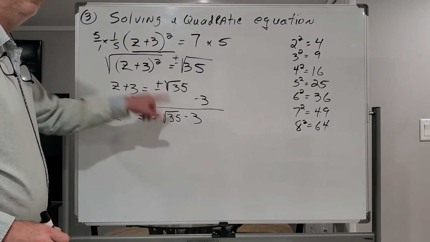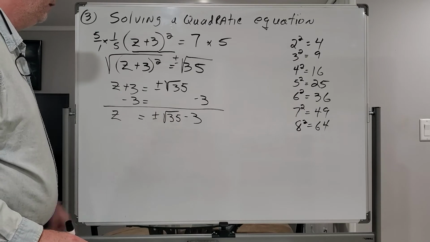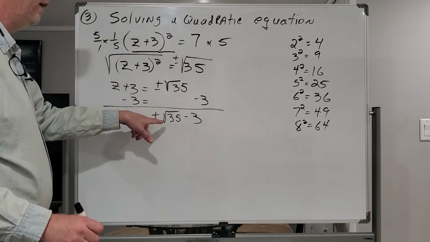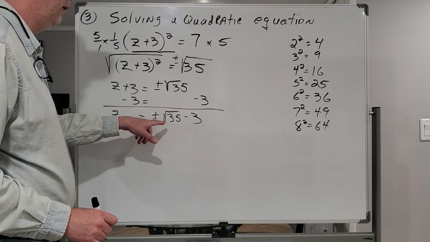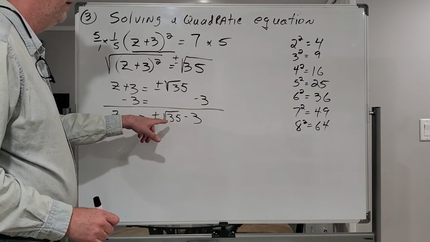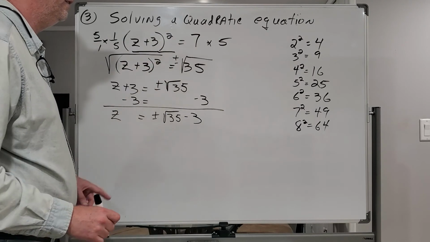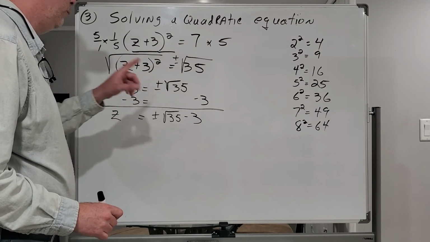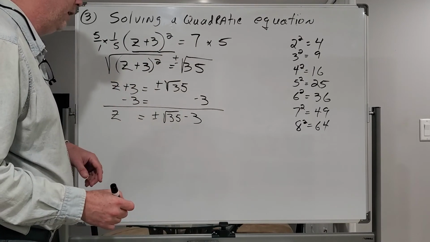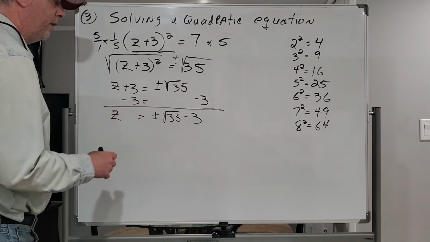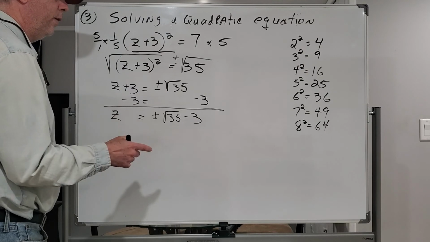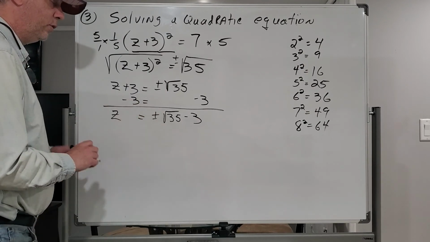Now, we're going to look to see if we can simplify that radical. So, 4 is not a factor. 9 is not a factor. 16 is not a factor. 25 is not, and 36 is not also. So our final answer then can be left just like this, plus or minus square root of 35 minus 3, and that's what z is equal to.